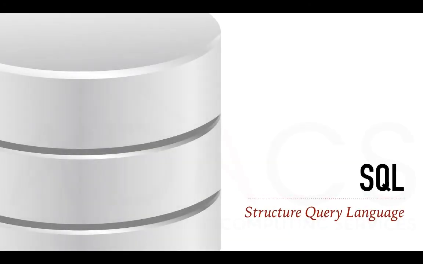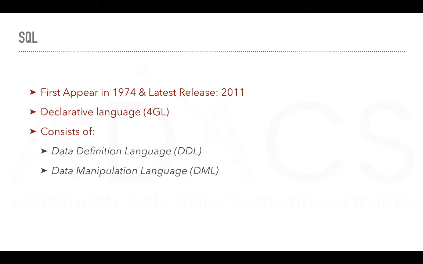Now that we've covered what a database is and what it can be used for, let's have a look at the SQL language. SQL was first introduced in 1974 and is still being extensively used to date. The latest release dates to 2011. It is a declarative language belonging to the fourth generation of programming languages. It provides a high level of abstraction, making it a powerful, versatile, and programmer-friendly language.